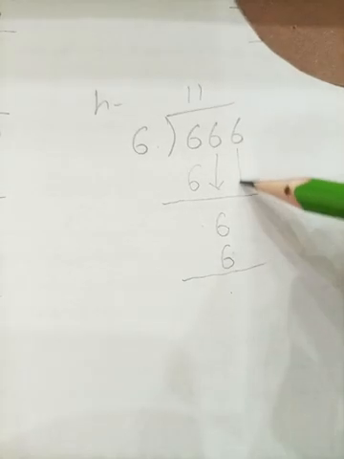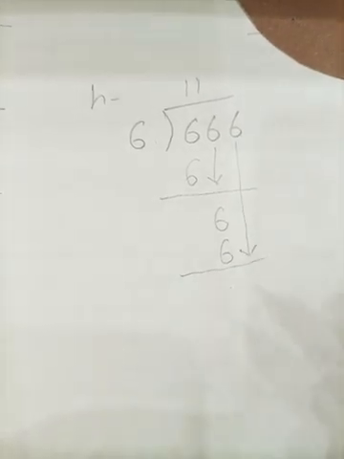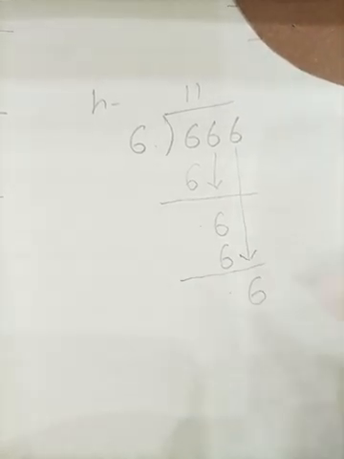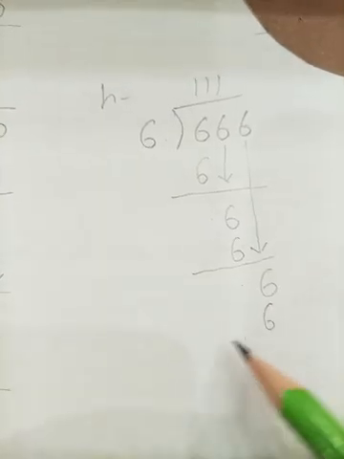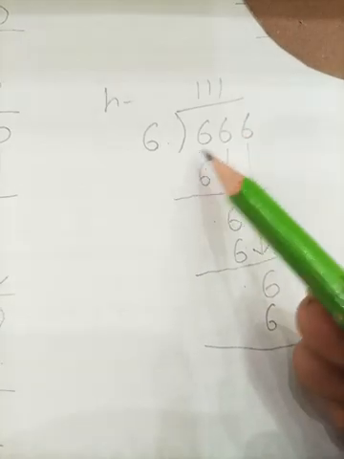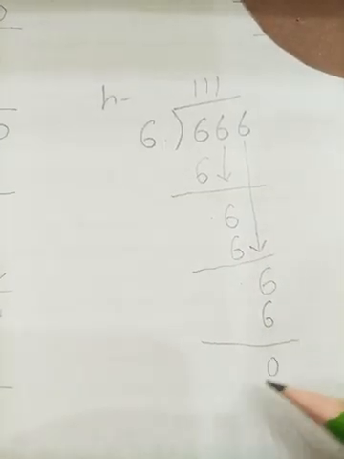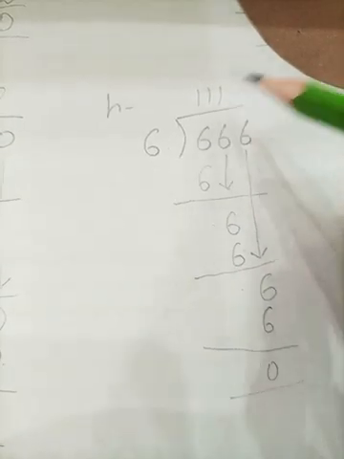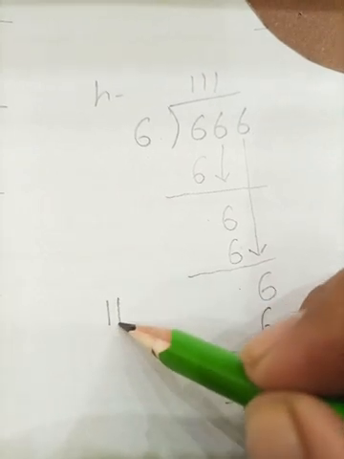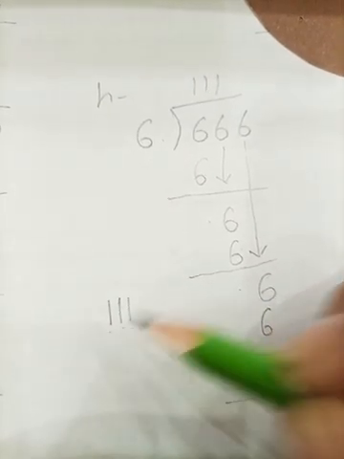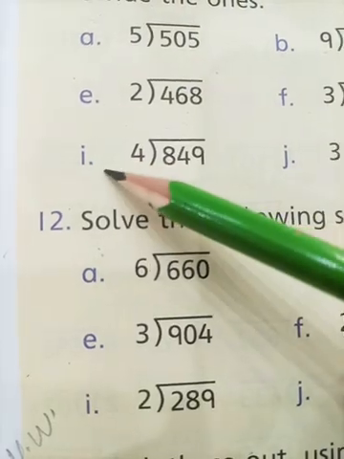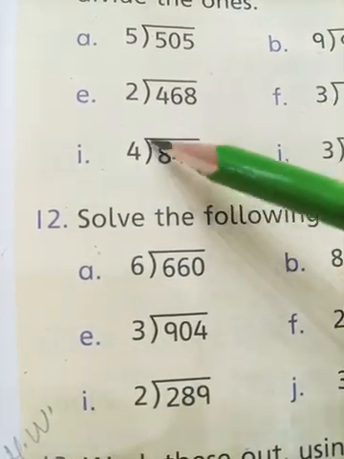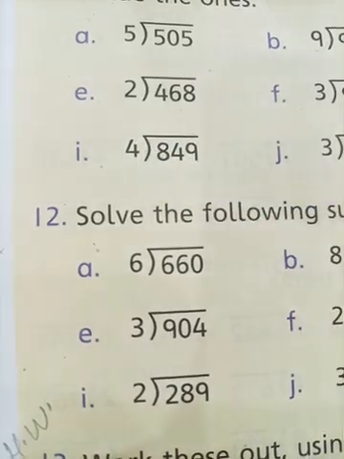So we are taking our ones portion here. That is the 6 again. So students, 6 ones are 6. Now look at this. We have solved our dividend completely and our remainder is 0. So students, tell me the quotient. Yes, our quotient is 111. Okay. Here in part I, 849 is being divided by the number 4.